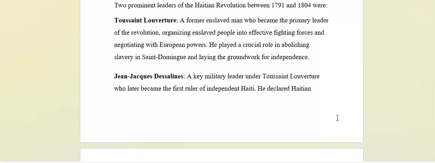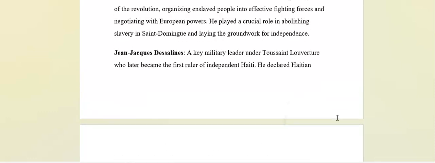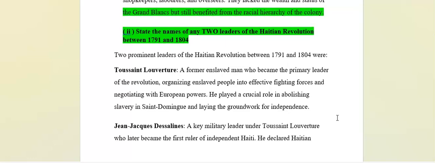Another leader of the Haitian Revolution between 1791 and 1804 was Jean-Jacques Dessalines. I hope I pronounced that correctly. Dessalines was a key military leader under Toussaint Louverture, and he was one of the former enslaved men who became a leader during the Haitian Revolution. He later became the first ruler of independent Haiti, declared Haitian independence in 1804, and is remembered as a pivotal figure in securing freedom for the nation. So Dessalines and Toussaint are both leaders that fought for Saint Domingue's independence between 1791 and 1804.